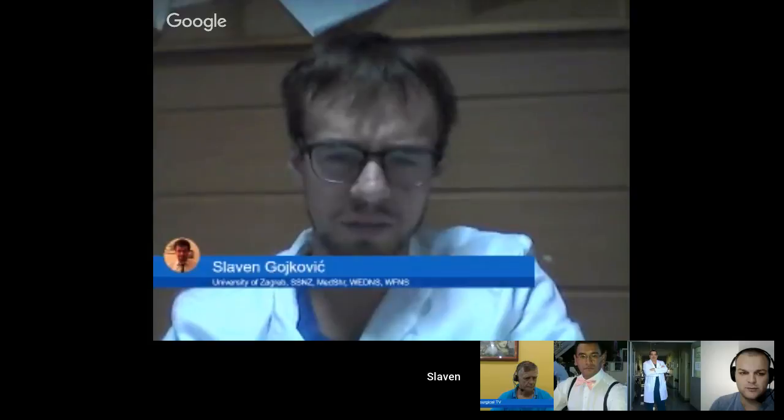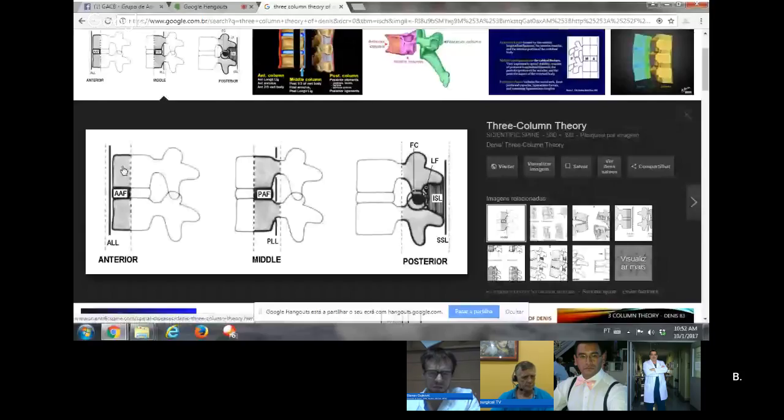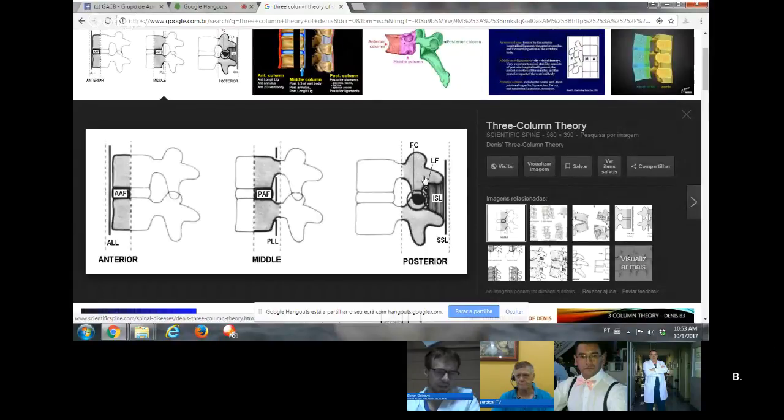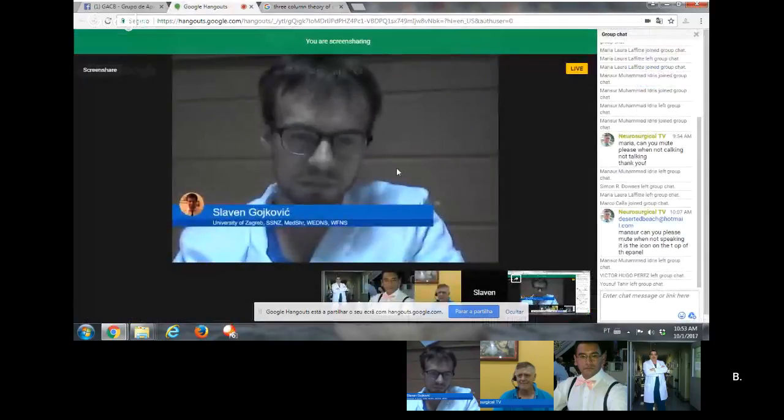Very interesting. Let me show you. You can see that lots of people have problems with this. Here is the anterior column, the middle column, and the posterior column. If you compromise 2 of these segments, you can say that this column is unstable.